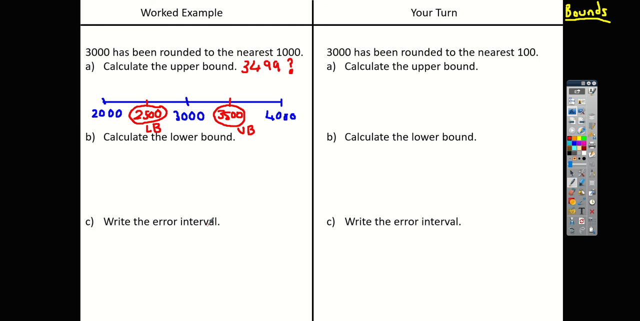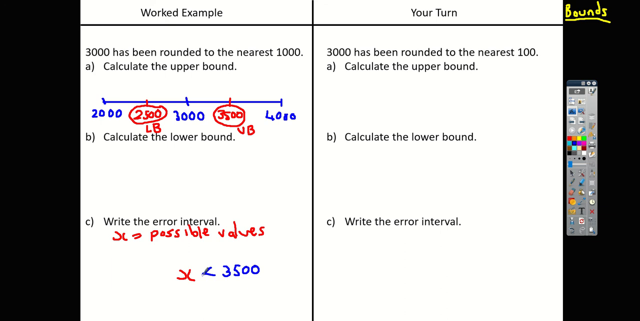Now, if I want the error interval for part C, what that means is I want to write an inequality that describes the range of values I could possibly have and collect all of them together. So what I'm going to do, I'm going to use X for my possible values. This is going to represent all the possible answers I could possibly have started with. Then my X is going to sit in the middle like this. And we're going to describe the upper bound. My X values, they have to be less than this value up here, 3,500. So I'm going to put less than 3,500.